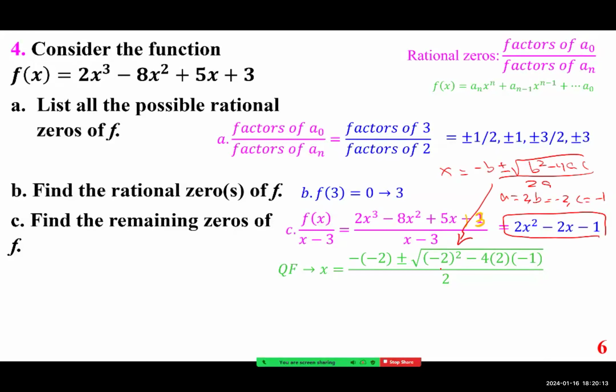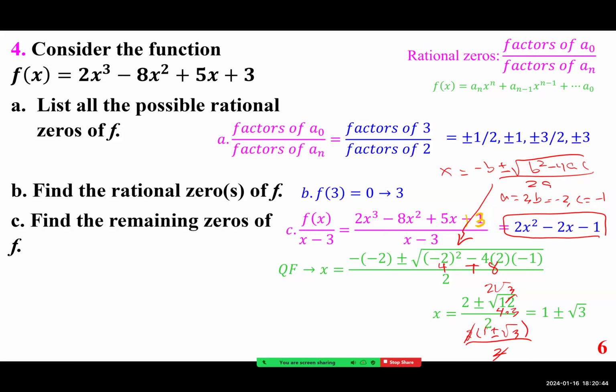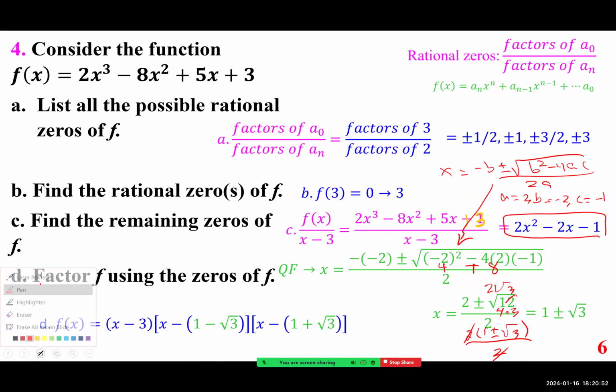And so we have 4 plus 8, which gives us 12. And as you can see, this is 4 times 3, or simply 2 square root of 3. And I can write this as 2 times 1 plus or minus square root of 3, over 2. The 2's cancel out. That's the final answer. Now, how do we write this in factored form? This was 3, so x minus 3. This is 1 plus square root of 3 and 1 minus square root of 3. For 1 minus square root of 3, we put x minus (1 minus square root of 3). And of course, if you want to distribute this, you get -1 plus square root of 3, and in this case, -1 minus square root of 3. But that's good enough because that's the way they want you to write it.